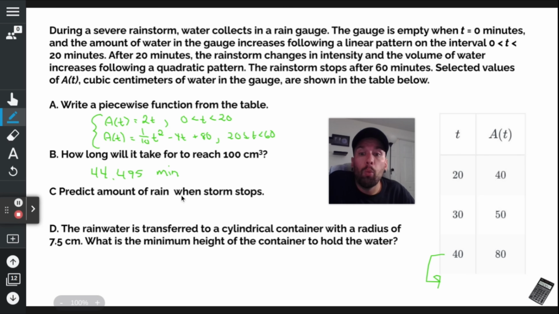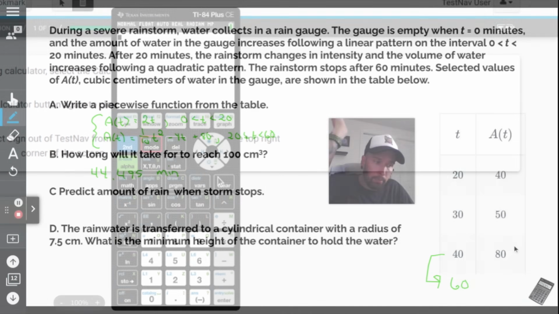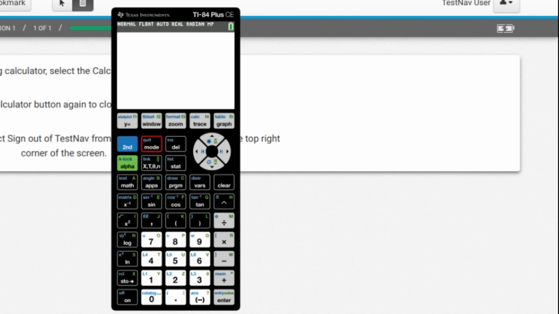Predict the amount of rain when the storm stops. When does the storm stop? At 60 minutes. So all I have to do is find out what happens at 60. All right, so for part C here, I'm being given information that I'm supposed to plug in some number. It tells me when it stops raining. I kept my original equation there. I got rid of the 100, don't need it anymore. I care about when it stops raining. When does it stop raining? When time is 60 minutes. So I'm going to make sure that I keep this up here and find out when x, I know it's t, but when x is 60.